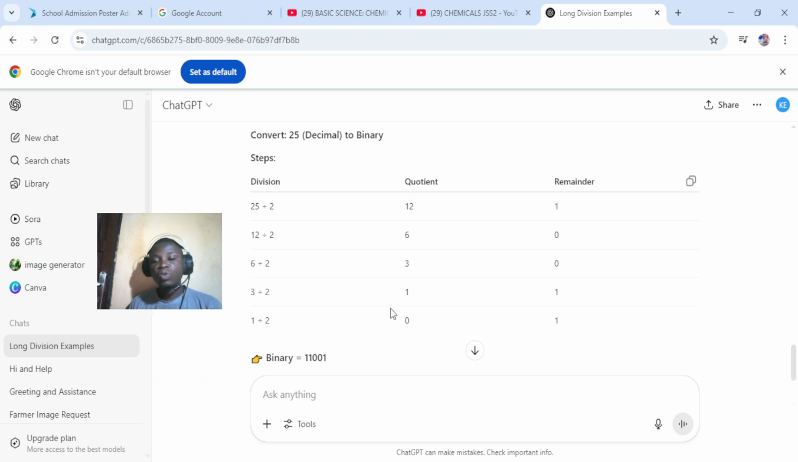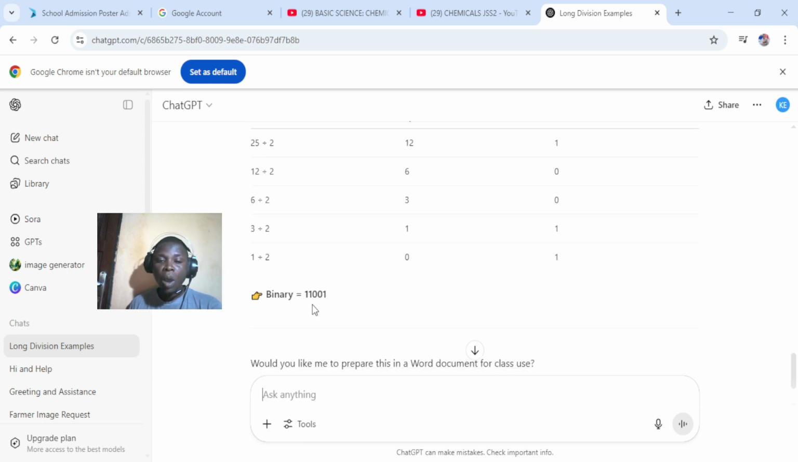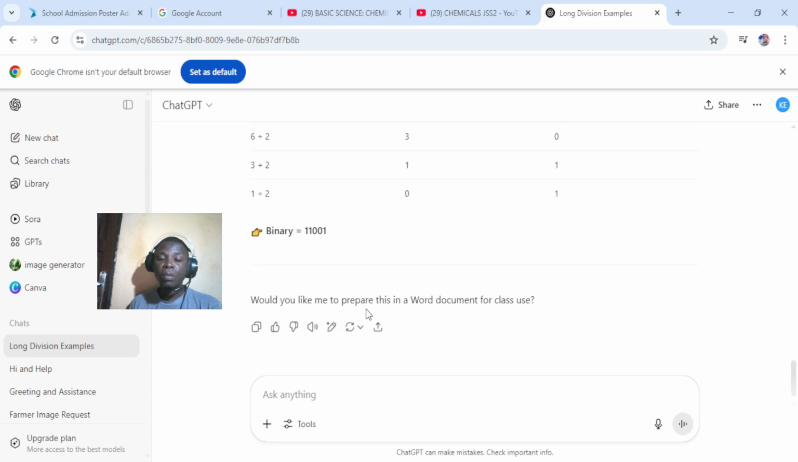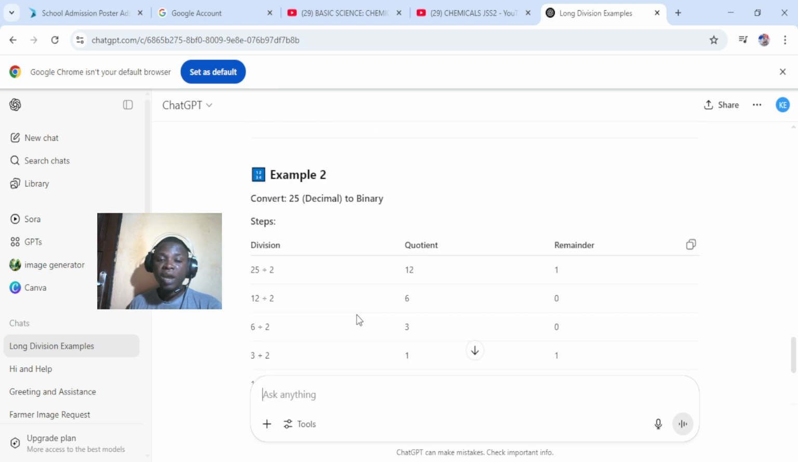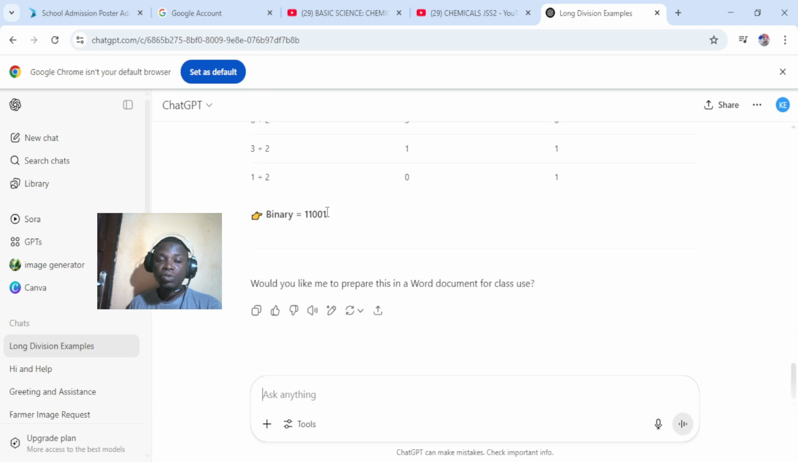Then 3 divided by 2 is 1. 1 times 2 is 2, so it remains 1. Then 1 divided by 2 is 0, remainder 1. So our answer is 11001 base 2. The number we were given, 25, has been converted to base 2 format. This is the base 2 format.